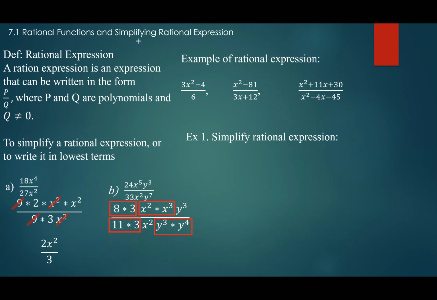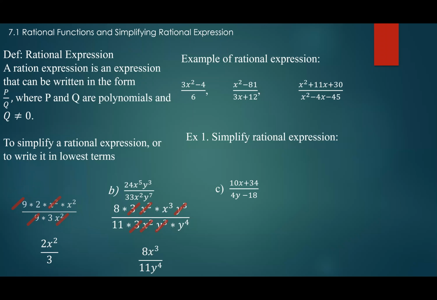And now the only thing new, right? This is the only thing new: you say, well, the 3 on top and the 3 on the bottom, we can cancel them. The x squared on top and the x squared on the bottom, we can cancel them. And the y to the 3rd on top and the y to the 3rd on the bottom are the same, so we can cancel them out. And if we cancel that out, what is left? I have 8 x to the 3rd on top over 11 y to the 4th on the bottom. So that's what we have in our problem.